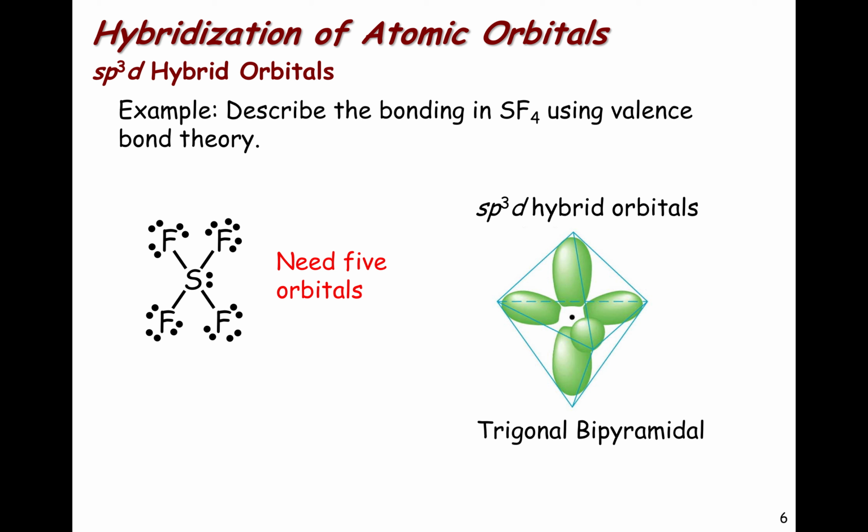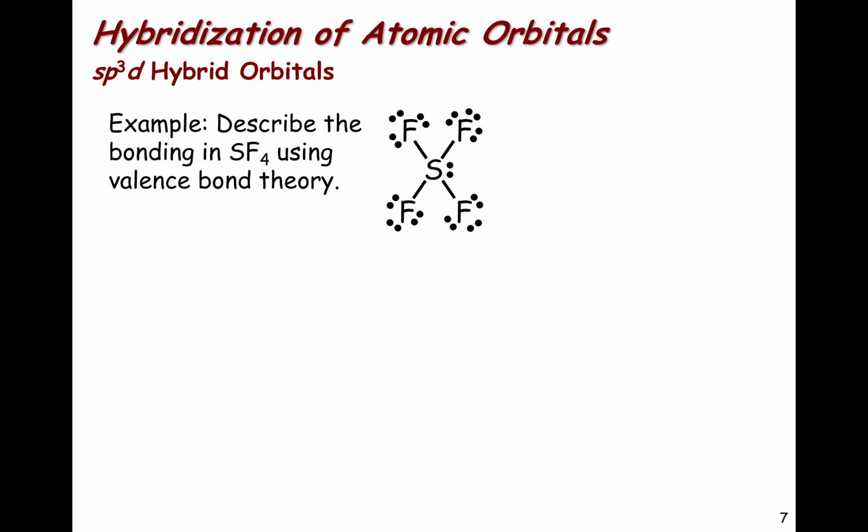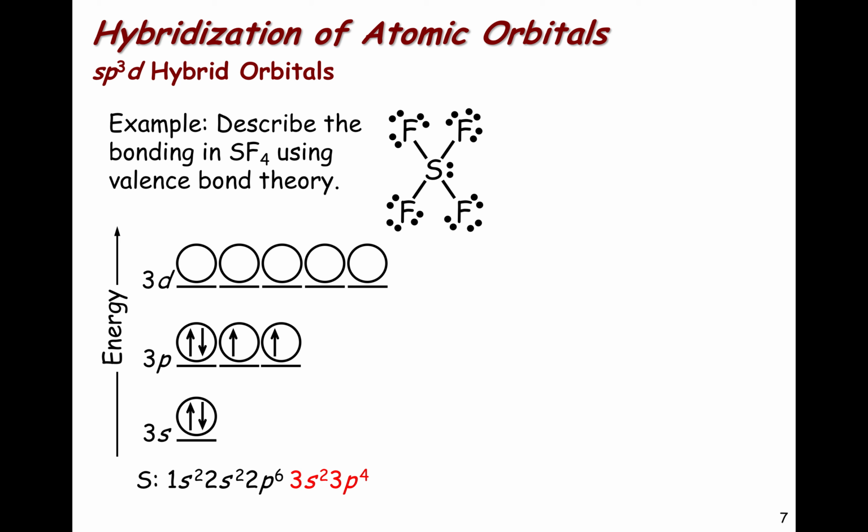To help you visualize how these hybrid orbitals are formed, we're going to look at an energy diagram again. So again, we'll look at SF4. In this particular case, the energy diagram has the valence orbitals where there are 2 electrons in the 3s, there are 4 electrons in the 3p, and the 3d shell is not occupied at all.